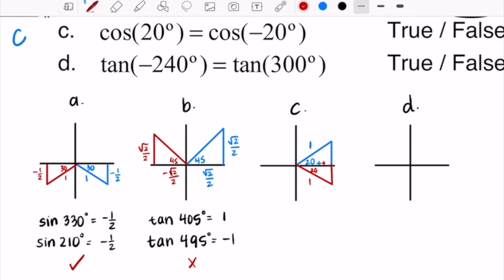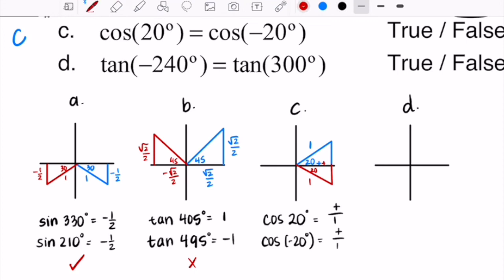value. That value cannot be determined because 20 degrees does not produce a special right triangle. And so for this one, the cosine of 20 degrees would be that positive number, whatever it is, over 1. And then when you do the cosine of negative 20 degrees, it would be that same positive number divided by 1.